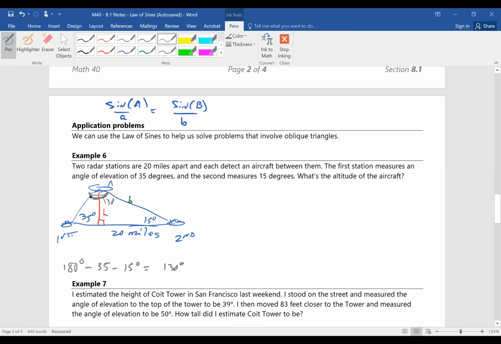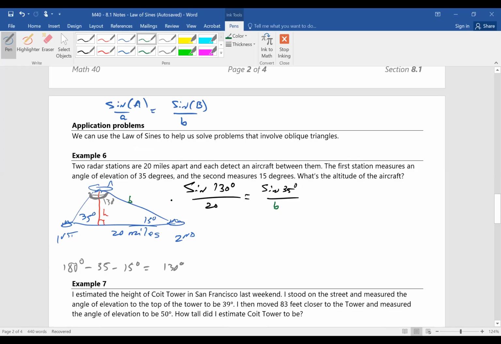Now that's of the whole angle, okay? It doesn't do me good for any smaller triangles I'm trying to create later on. So let's go ahead and start cranking some stuff out. I know that the sine of 130 degrees is opposite, that angle there is opposite 20 miles. And I also know, if I'm trying to figure out, again, side B, that the sine of 35 degrees is going to be over side B.